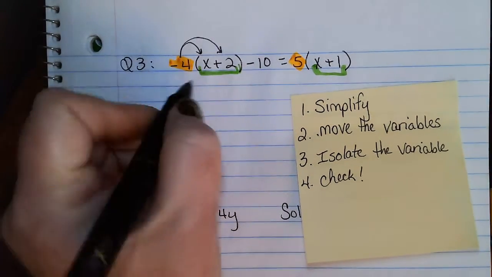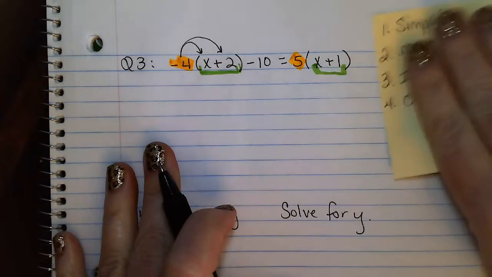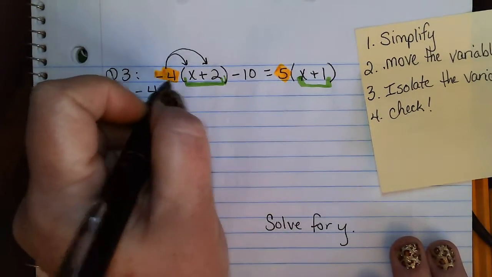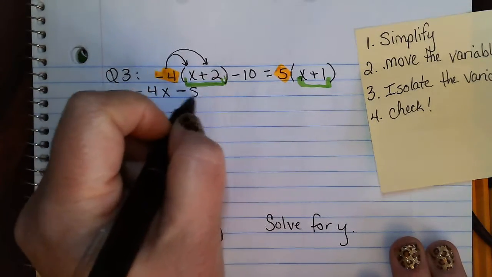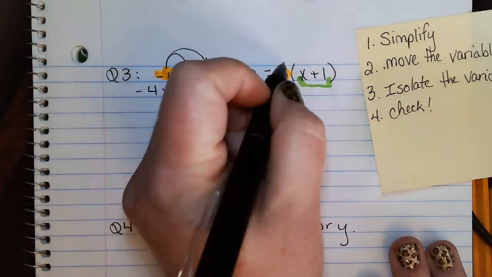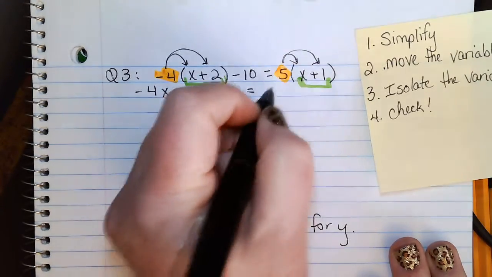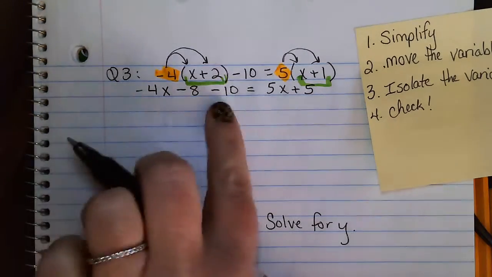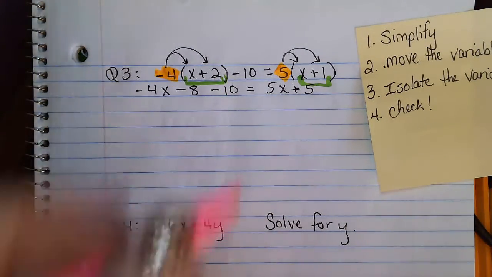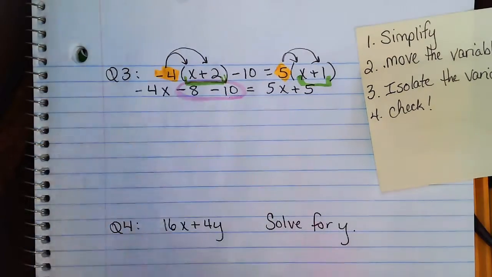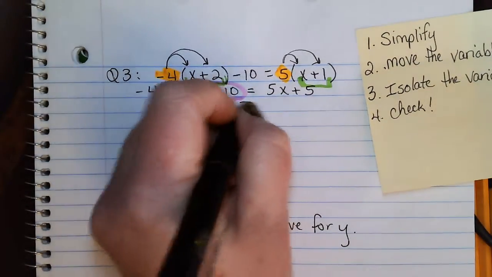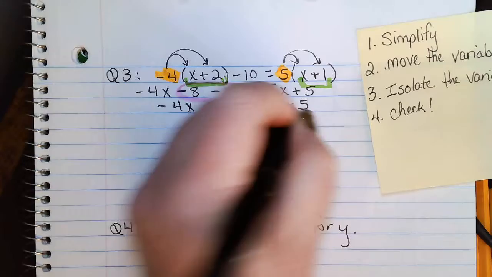Distribute that negative 4, and we get negative 4x. Negative 4 times 2 is negative 8 minus 10 equals 5x plus 5. All right. Combine like terms. We get negative 18. So negative 4x minus 18 equals 5x plus 5.